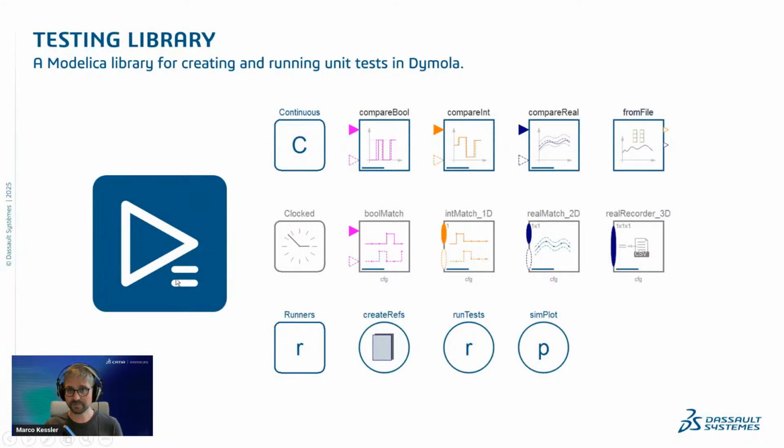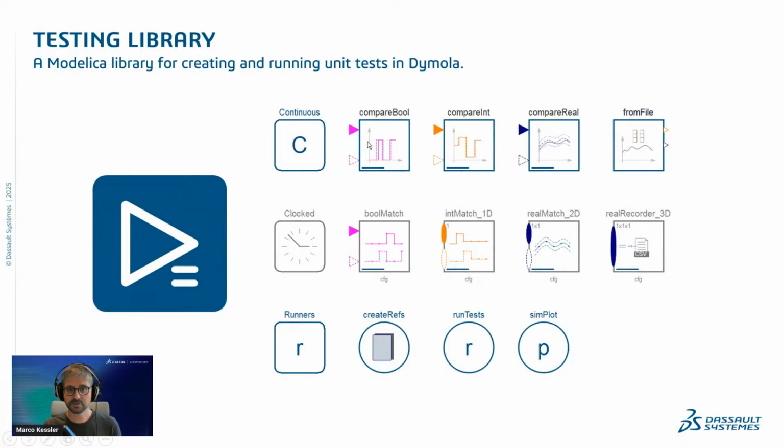Okay, let's go now into the testing library and have a quick look. Here we see some of the most important packages we have. So we have a package for continuous checks, one for clock checks. Let's see what the difference is. In the continuous checks package, we have blocks for different data types, for booleans, integers, reals, which allow you to perform comparisons. And the comparison works like this.